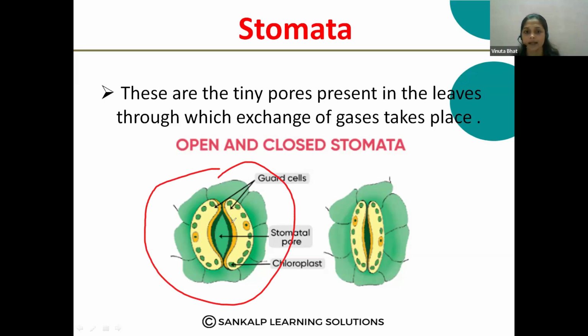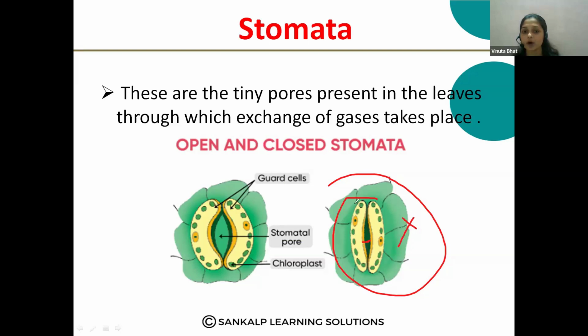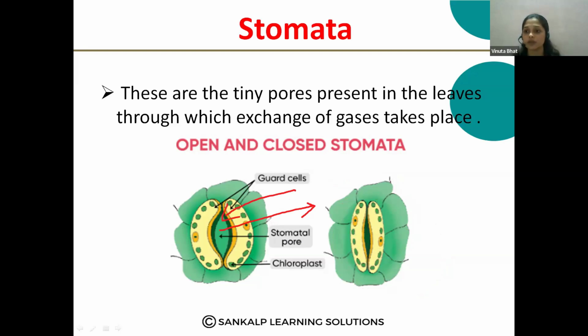Okay, in the stomata, just observe this structure. These bean shaped structures are called guard cells, and this opening is called the stomatal pore. Here the stomatal pore is closed. It is not opened. Observe the shape of these guard cells. Through these pores the exchange of gases takes place. Exchange of gases means carbon dioxide gets inside the plant's body for the photosynthesis process, and oxygen is released through this stomatal pore. These guard cells help in the opening and closing of the stomata.